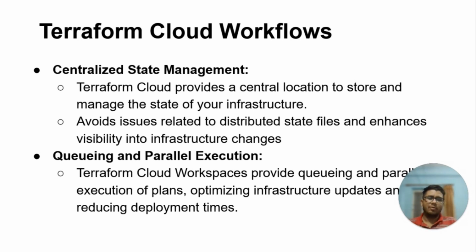The best thing I love is queuing and parallel execution. It helps us provide queuing and parallel execution of plans, optimizing infrastructure updates. So yeah, the deployment time can be reduced by queuing, because there are priorities in every perspective, and this needs to go first in production. Obviously, we can do that, but why do that manually? It can also be done automatically.